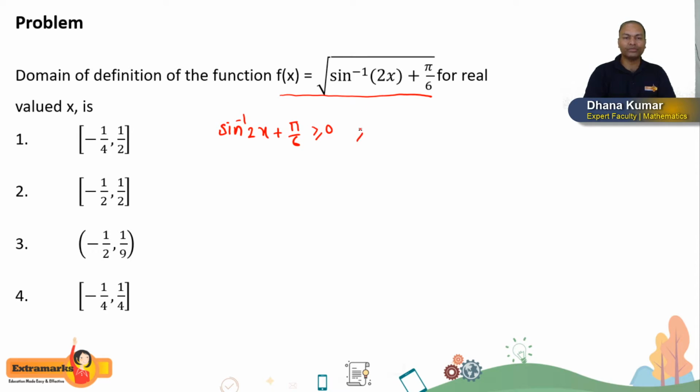And one more point, sine inverse 2x. Here 2x belongs to what?